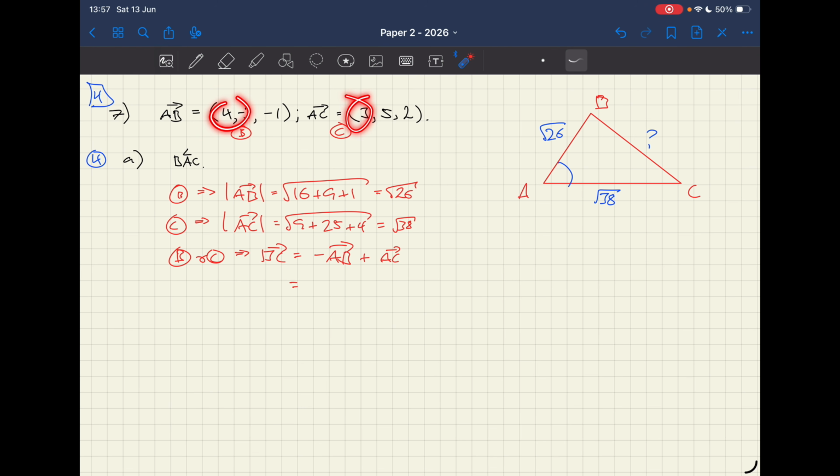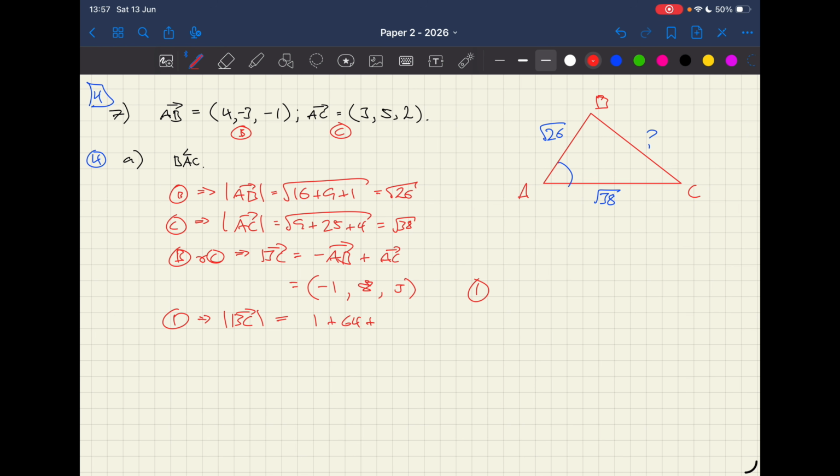So 3 take 4 minus 1. We have 5 take negative 3 is 8. And 2 take negative 1, 3. So if we take that fact, call that fact number 1, it's going to tell us that the magnitude of BC is equal to 1 squared, which is 1, plus 64 for 8 squared, plus a 9, all square root of that. So it should be root 74. Looks good to me.